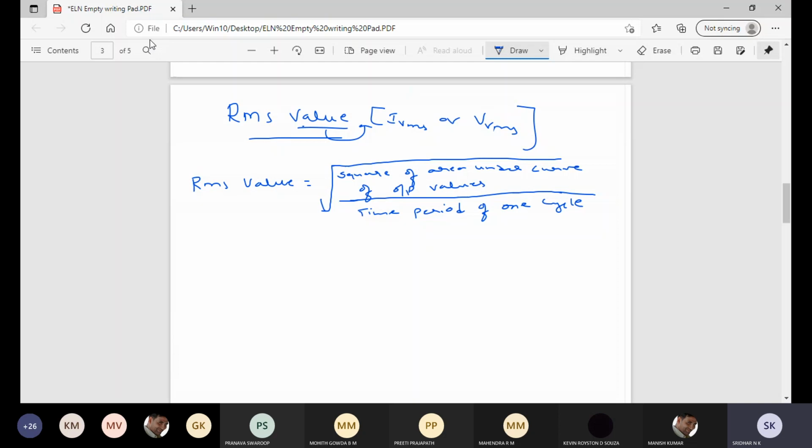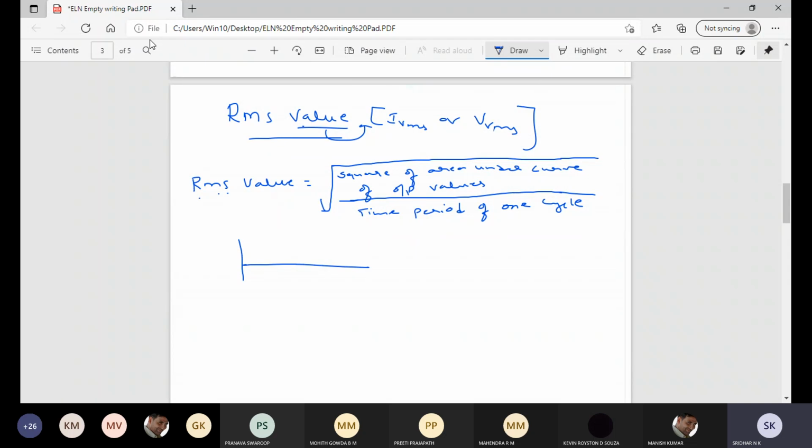What does this mean? You read the reverse way of this RMS. So if you read RMS in reverse, what does it mean? Square, mean, and then take root.